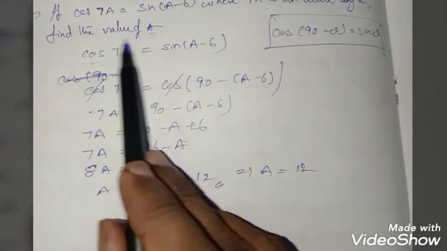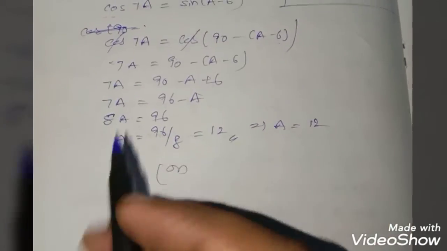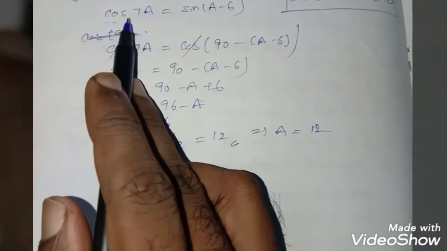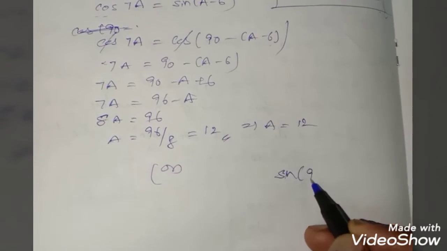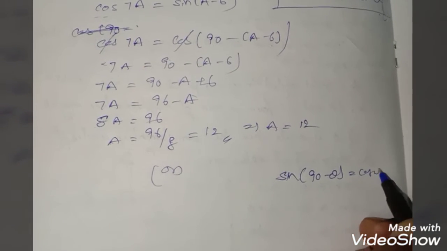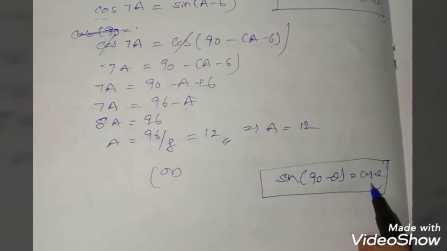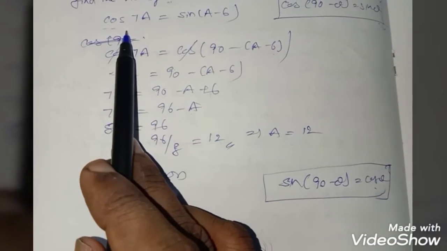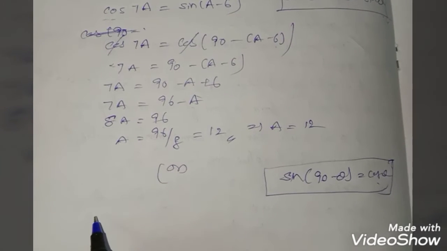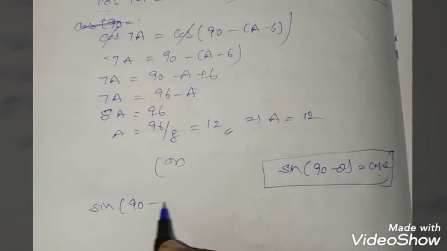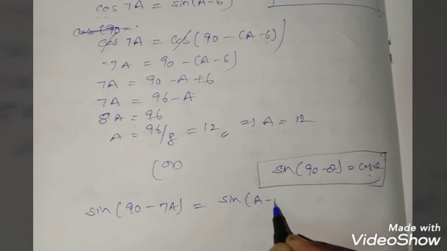You can convert the left side also in terms of sine. Now how to convert this? Or else we can write this one as cos 7a. I need cos 7a, not sine. So when you get cos, it should be in terms of sine: sine 90 minus theta is equal to cos theta, right? Now if I write sine 90 minus theta, I will get cos. So here cos theta is given. I need to write this cos theta in terms of sine 90 minus theta, that is sine 90 minus 7a is equal to, as it is, right side value, sine a minus 6.